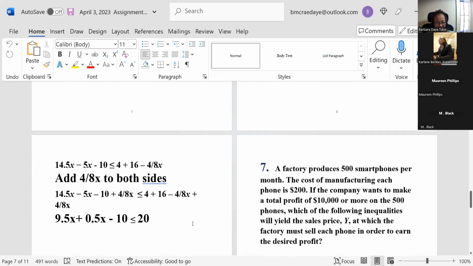You got it? So after you get the 9.5x plus, or do you get the 0.5x? What's 4/8x, Mercedes? Remember you said 1/2 x right here. Isn't 1/2 the same as 5/10? Yes. That's where I got the 5/10. I made the 4/8 x 0.5 so I can work with decimals because this was 9.5.